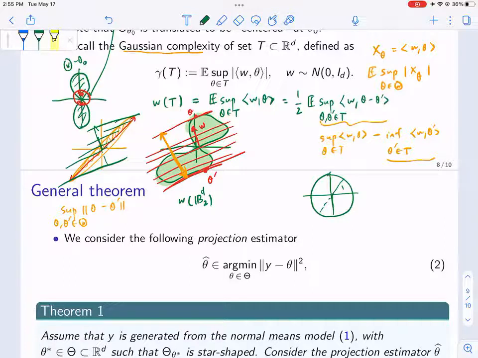The image of the Gaussian? What do you mean by the image? So this would be like an expectation. The supremum would be 2, right? In this case, it would be 2. No? It's actually that, yeah. Is it?